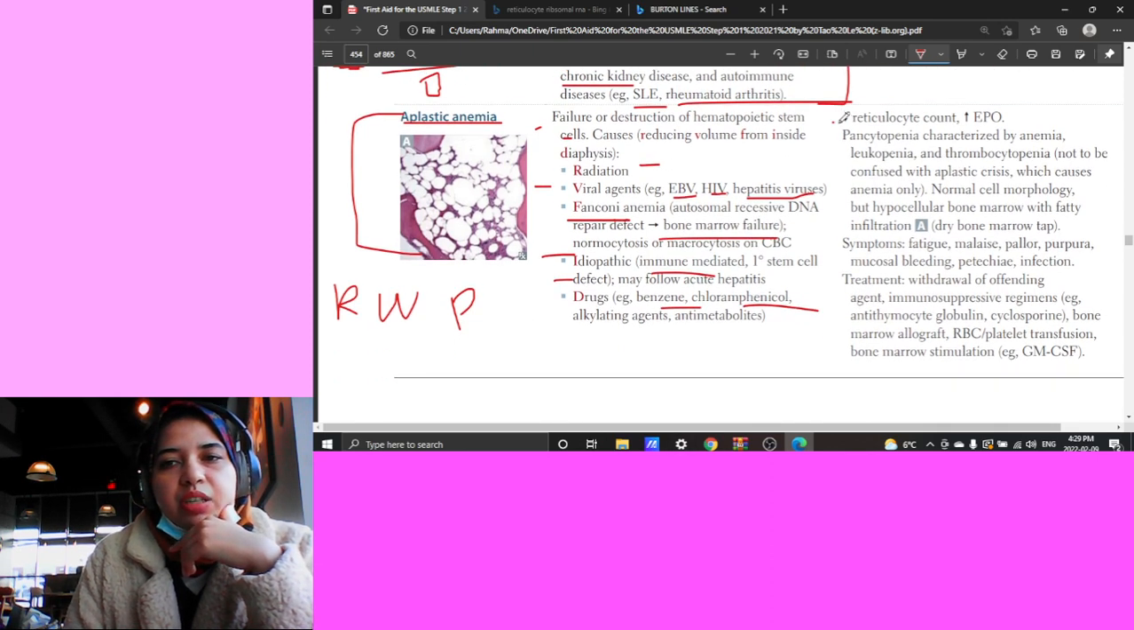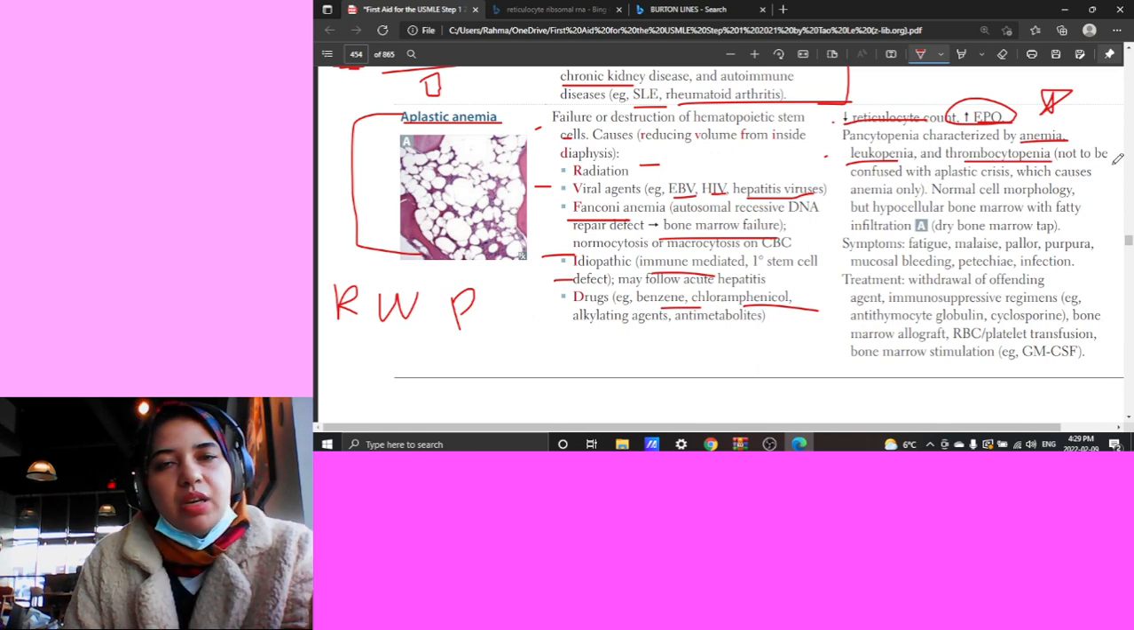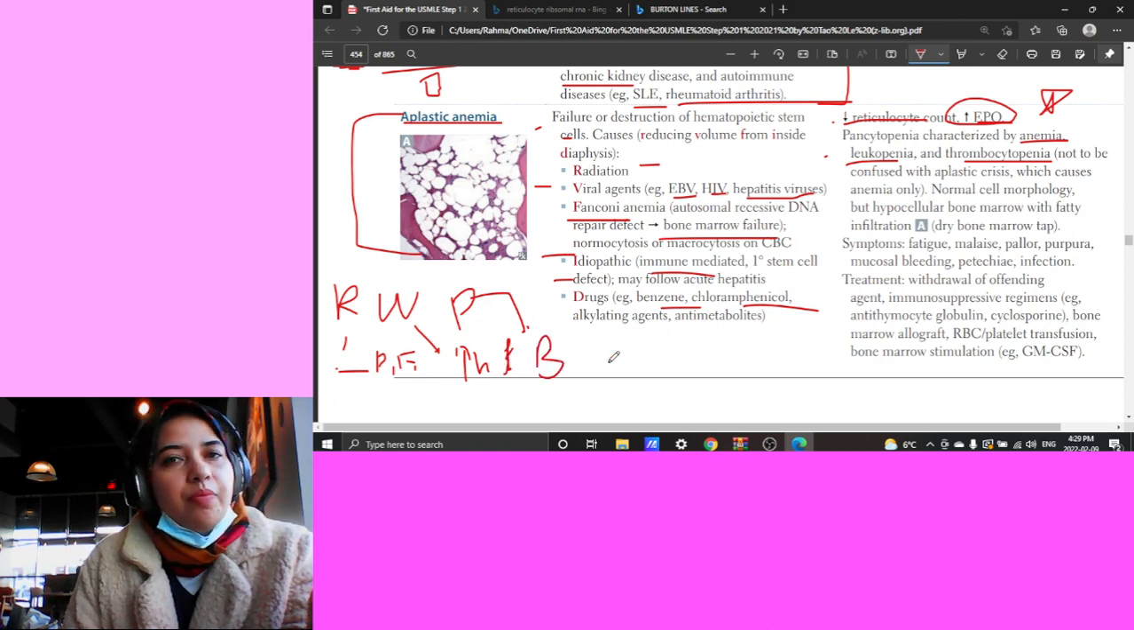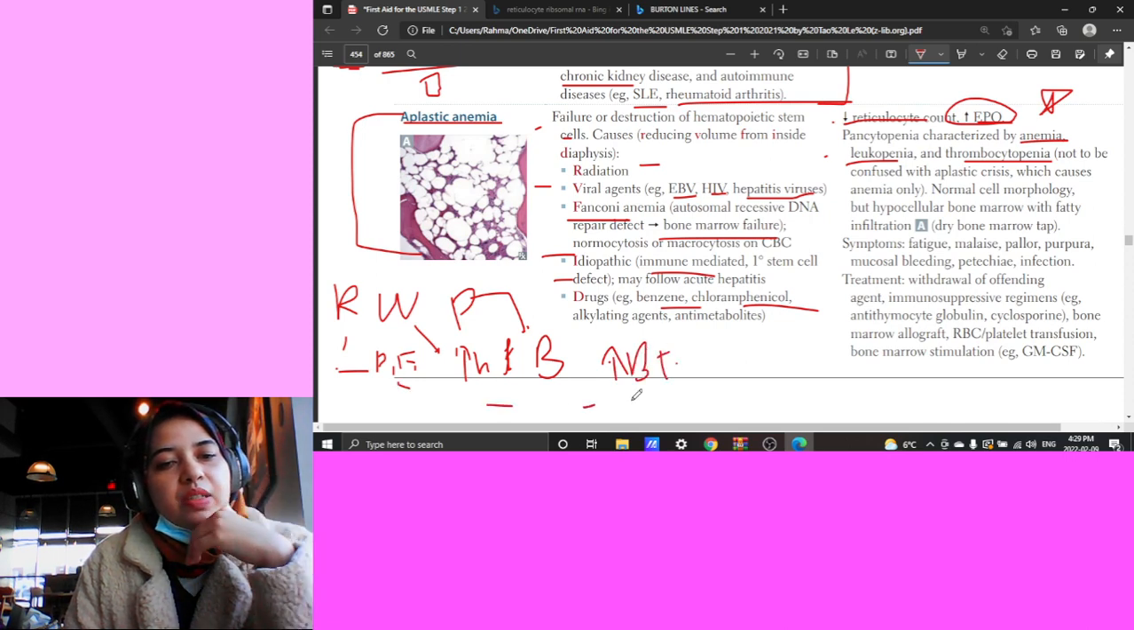You're going to have decreased reticulocyte count and increased EPO as a result. That's important. Pancytopenia is characterized by anemia, leukopenia, and thrombocytopenia. What does that look like? You're going to have a patient who has the features of anemia: pallor and fatigue. Your white blood cell deficiency is going to cause increased infections and fever. Decreased platelets will cause bleeding, increased bleeding time. So all three of these things must be there for you to consider aplastic anemia.